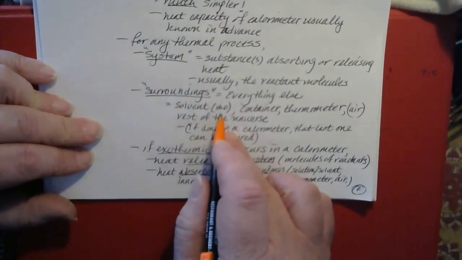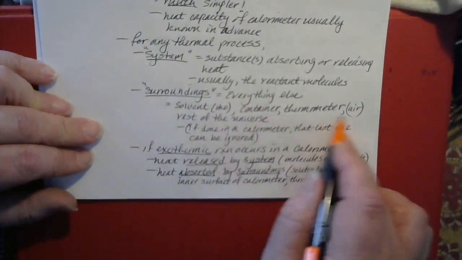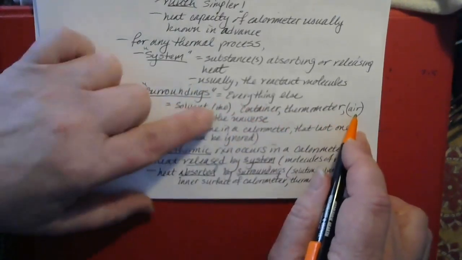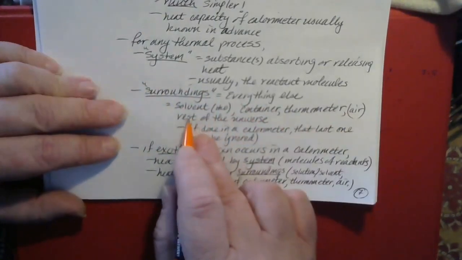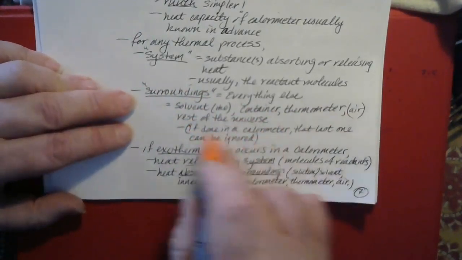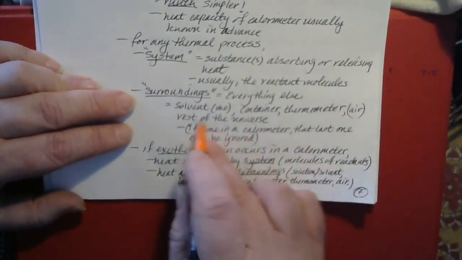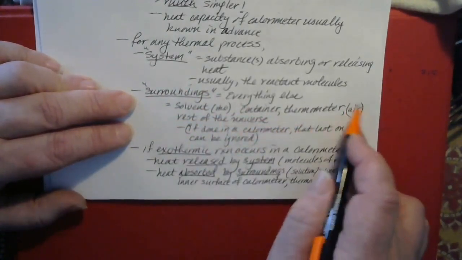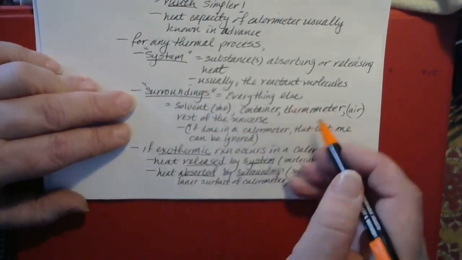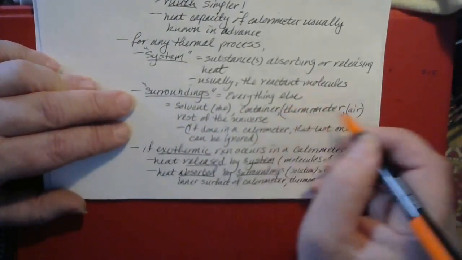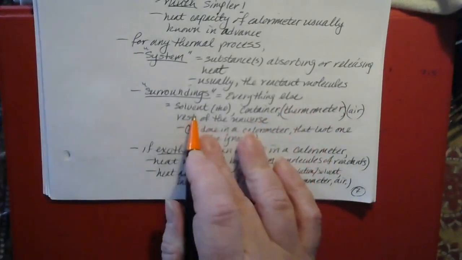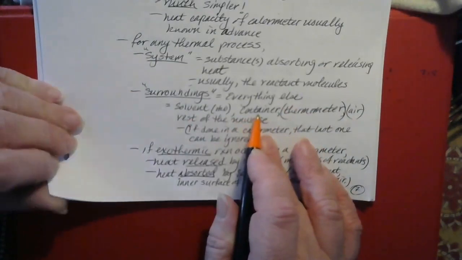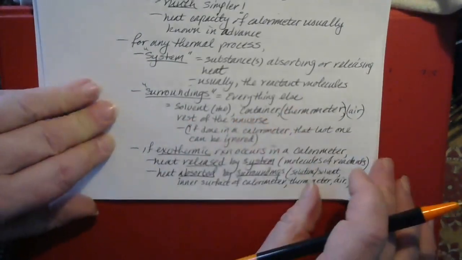And that would be the solvent, the container, the thermometer, the air above the solution in the container, and the rest of the universe. But like I was saying, if you're doing it in a calorimeter, the rest of the universe part, you can ignore that. And in fact, in most cases, you can ignore the air and the thermometer also. And then you just have the solvent and the container. And if you're doing it in a styrofoam cup, you can usually ignore the container too.